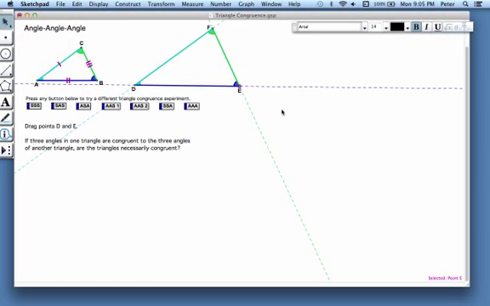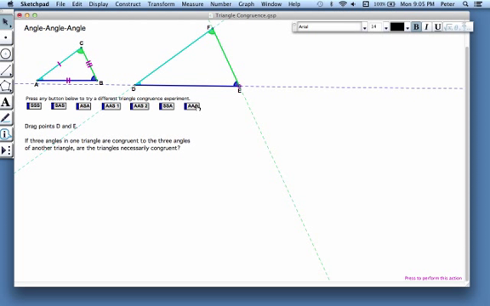Okay, this sketch gives you several different combinations of sides and angles, and it asks you, knowing that each combination of angles or sides in one triangle were congruent to the sides or angles of the other triangle, would the triangles have to be congruent?